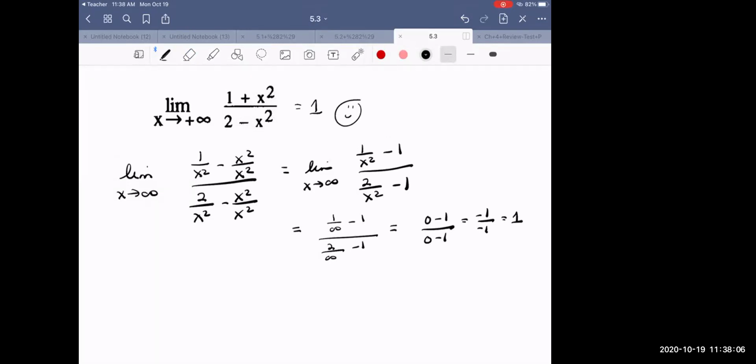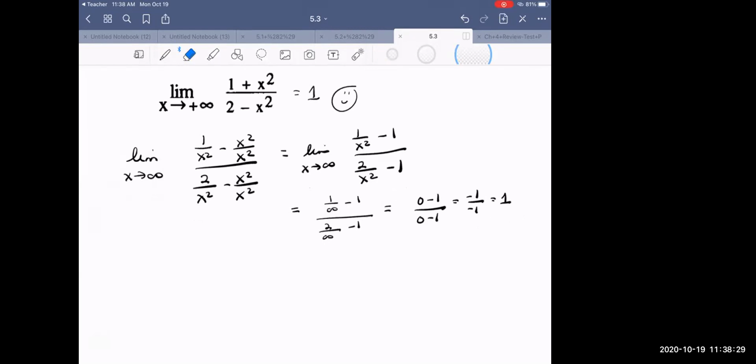So what I'm hearing is that infinity divided by infinity still equals 1. No, it doesn't. But it just did. No, it didn't. 0 minus 1 divided by 0 minus 1 is equal to 1. Bam.